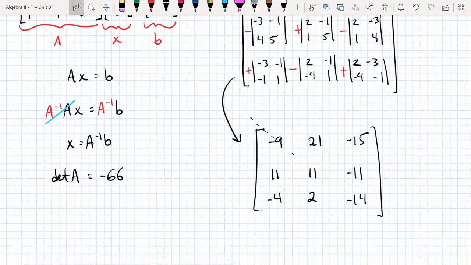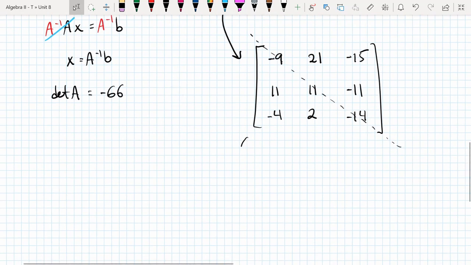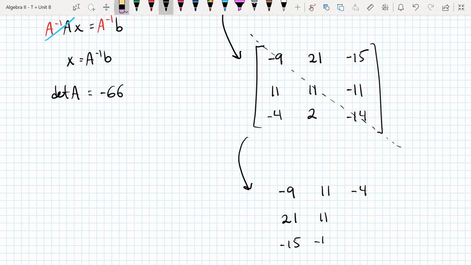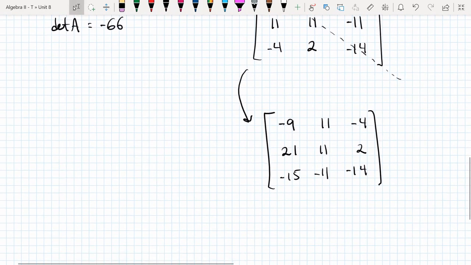So now we do this. We keep the diagonal the same, and we're going to flip the location of the numbers. So -9, 21 and the 11 will switch. The -4 and the -15 are going to switch. So 21, 11, -11. This is -15, -2, -11, and this is -14. Okay? And so this isn't the inverse, it's almost the inverse.